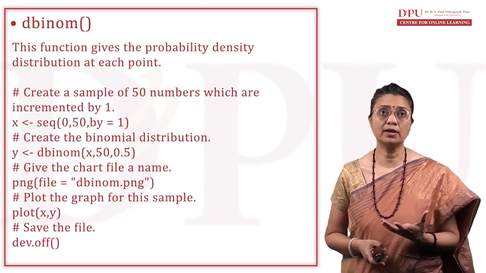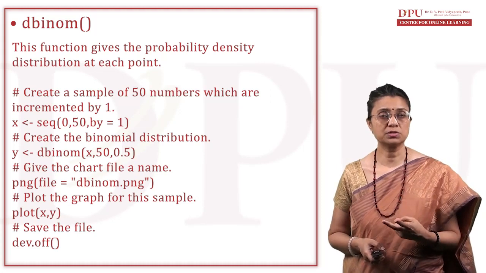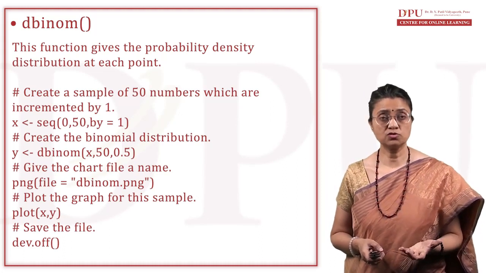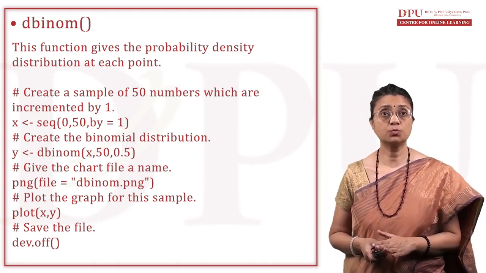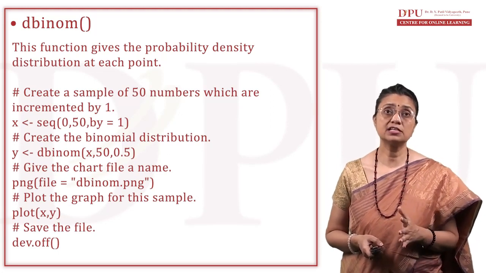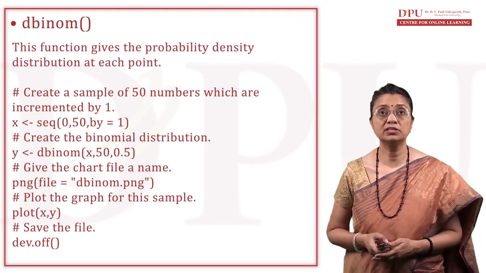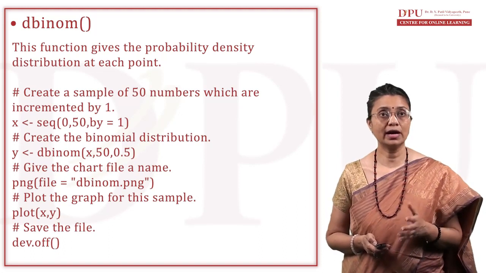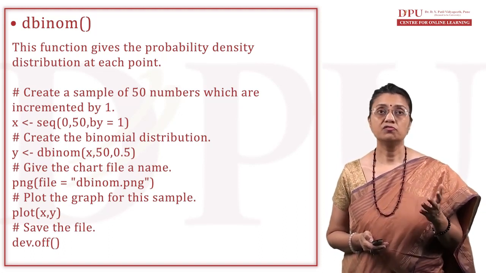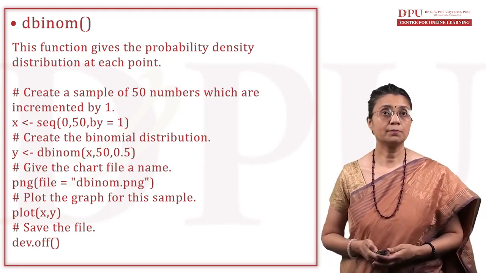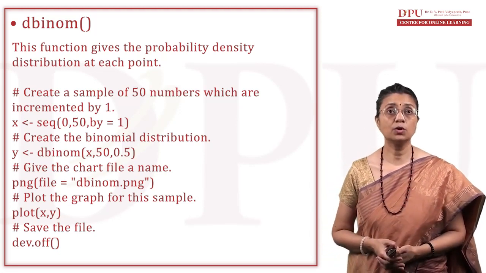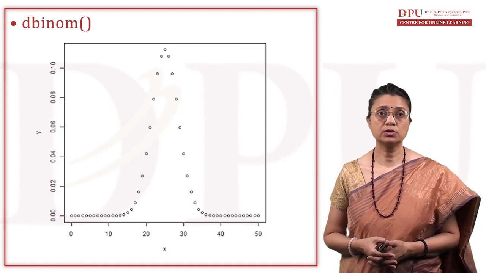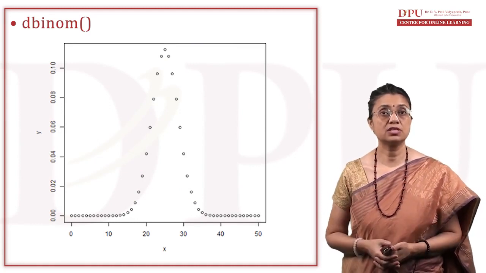The reason is that in the binomial distribution, there are only 2 outcomes, either true or false, either head or tail. So if there is a chance of head is 0.5, there is a chance of tail is 0.5, which means 50-50 chances. And that is why the probability of success in a binomial distribution is taken as 0.5. You can see over here that in the dbinom, I have passed x, 50 and 0.5, which is again stored in the variable y. Now we call the png function to give a file name, which is dbinom.png. We plot the graph with the variables x and y, and we save the output with the function dev.off, and the result is there on the screen.